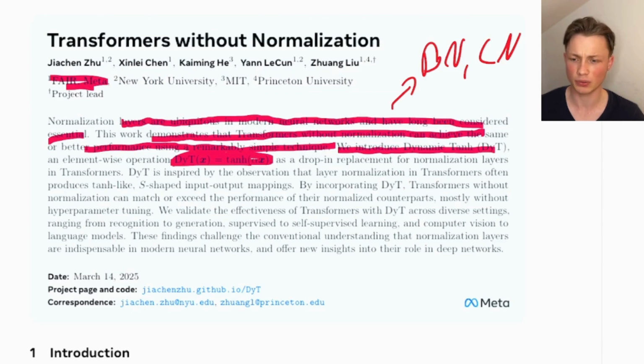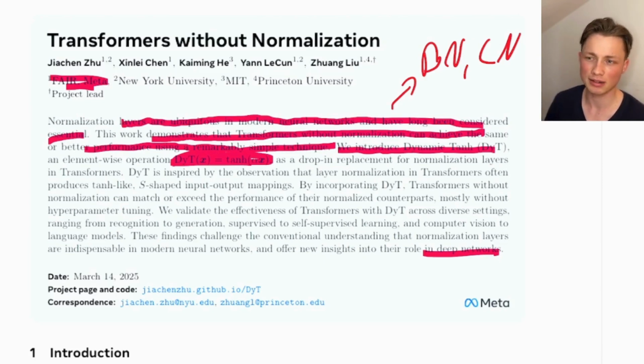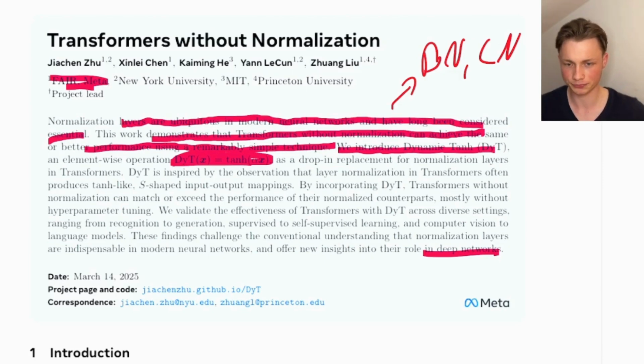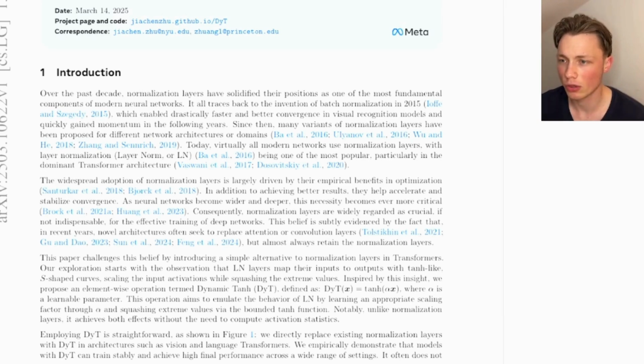These findings challenge the conventional understanding that normalization layers are indispensable in modern neural networks and offer new insights into their role in deep networks. So I think that's a pretty big statement that they are making here in their abstract. So let's dive in and see if it makes sense and what they find out. Let's jump into the introduction.